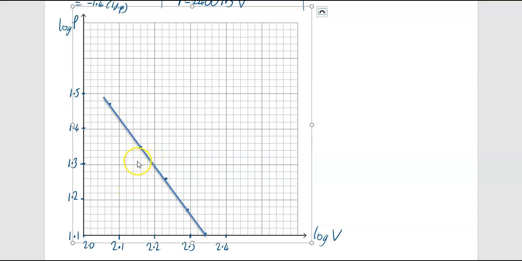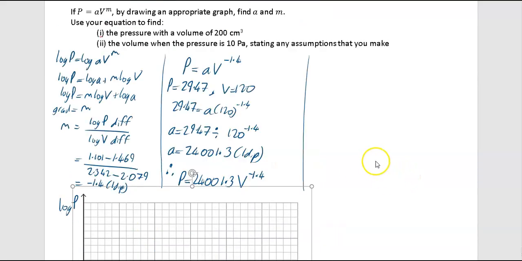So it says, use your equation to find a pressure with a volume of 200 centimeters squared. Now it says use your equation, so that means you have to use your equation. It doesn't say use the graph. If it did say use the graph, you would have to do it by going across and down or up and across or whatever. But we have to use the equation for this bit. So we're going to go up here and we're going to answer part 1.